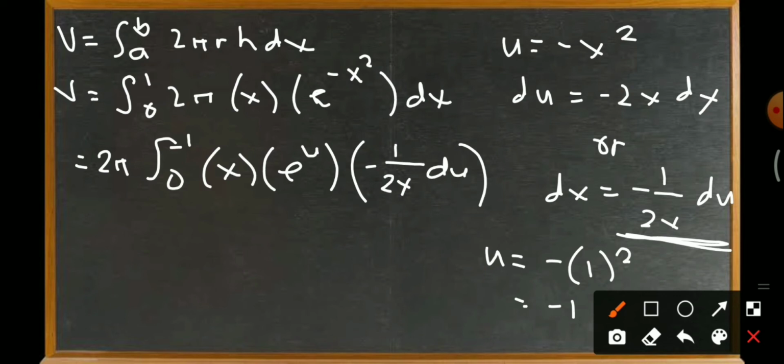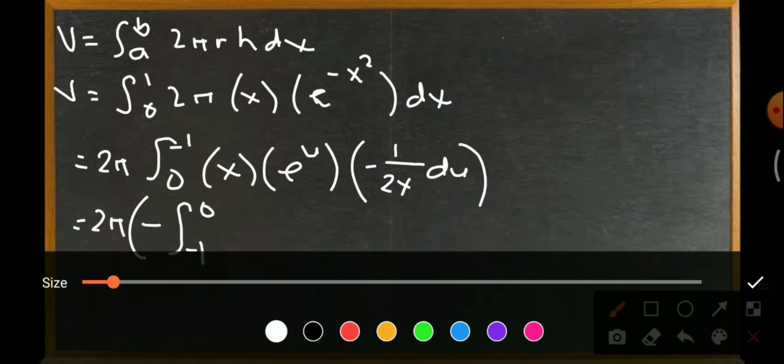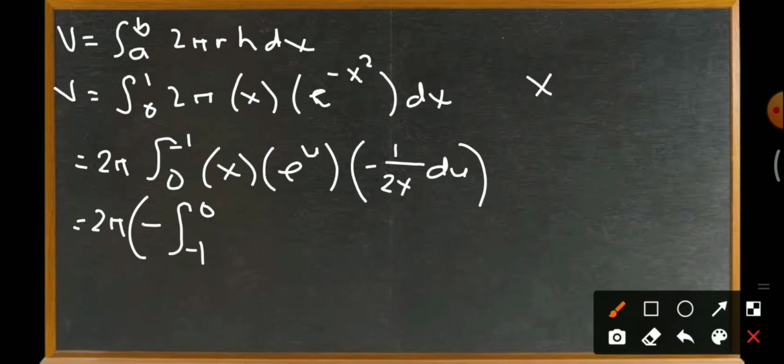Since b is always greater than a, we need to rearrange the interval. And in order to make it correct, we need to multiply it by negative. Negative times the integral from negative 1 to 0, x times e to the power of u. So we have x e to the u times negative 1 over 2x du.